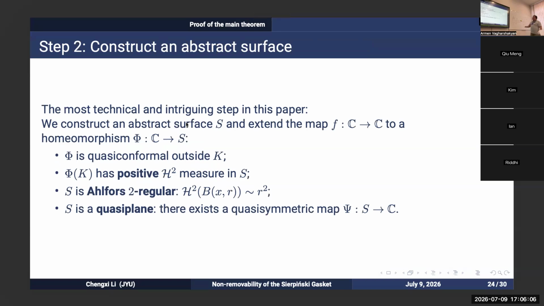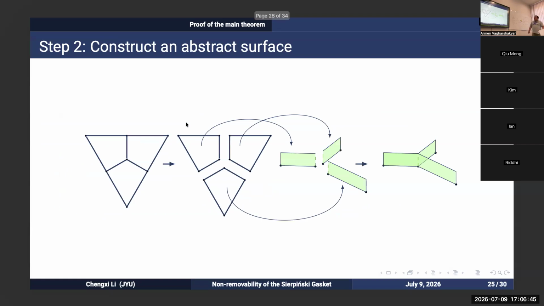And then the second one is the most difficult. It's just to construct an abstract surface. Why we need to construct an abstract surface is that we get the F from C to C that does not satisfy the result. Otherwise, we need to construct a map that is quasi-conformal outside K, and then phi(K) has a positive H2 measure. Of course, the most important one is that we need to parameterize this quasi-symmetrically. So it means that S is a quasi-plane. This is actually the most difficult part.